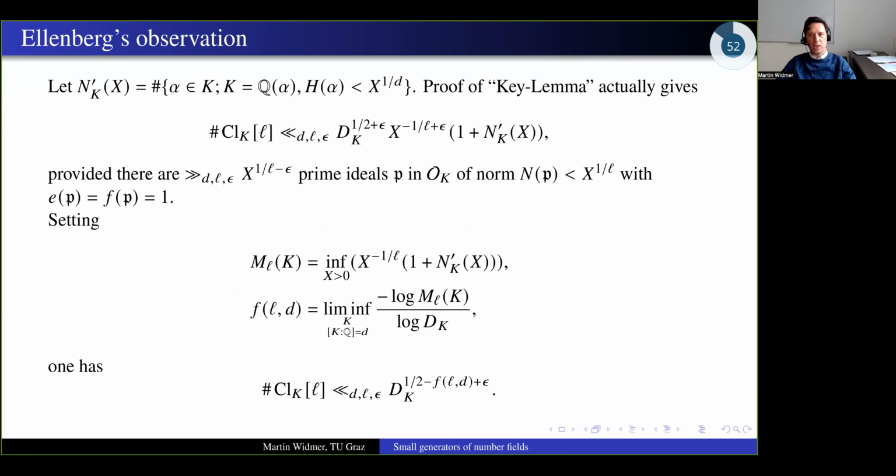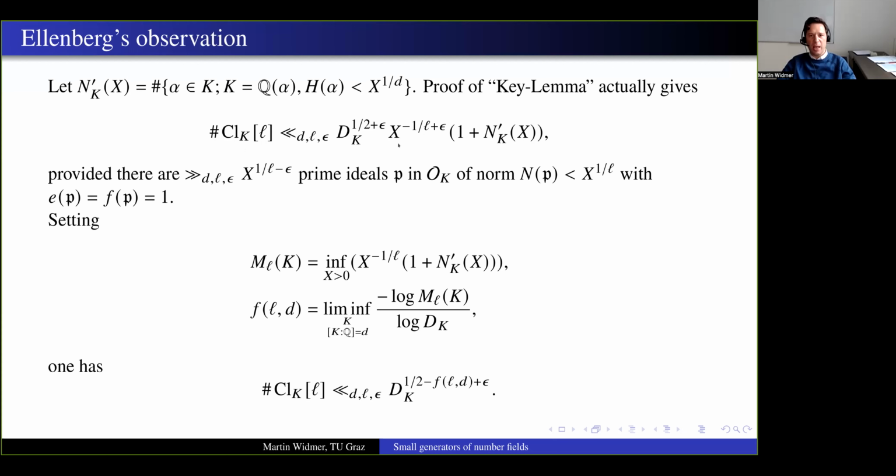So what's this observation that Ellenberg had? Well, in the proof of the key lemma, essentially, the idea is one can consider a prime counting function, N'(x), which simply counts the number of generators of K of height strictly below x^(1/d). And then what the proof really gives is, as long as x is such that you have at least x^(1/ℓ) prime ideals of norm below x^(1/ℓ) and degree 1, then you have an upper bound on the ℓ-torsion part where you save x^(-1/ℓ) times (1 + N'(x)).